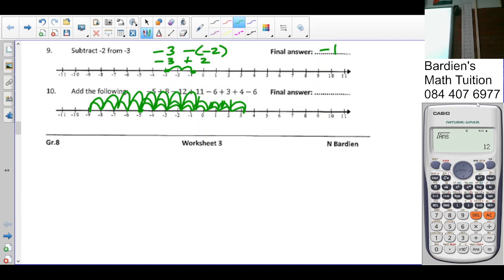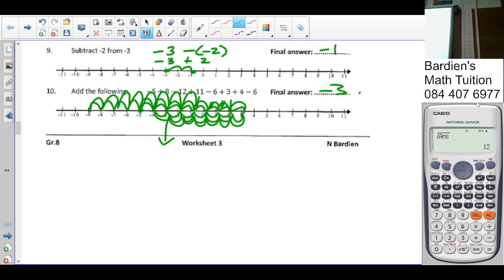So 2 minus 6. 1, 2, 3, 4, 5, 6. Negative 4. Plus 3. 1, 2, 3. The answer is? Negative 1. Negative 1 plus 4. 1, 2, 3, 4, is 3. 3 minus 6. 1, 2, 3, 4. The answer is? Negative 3.